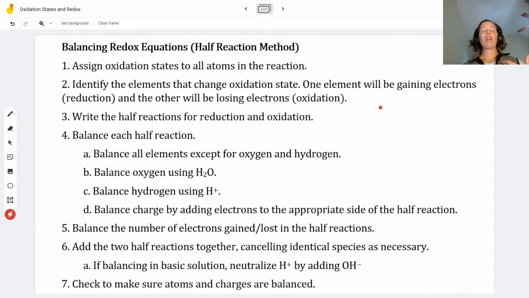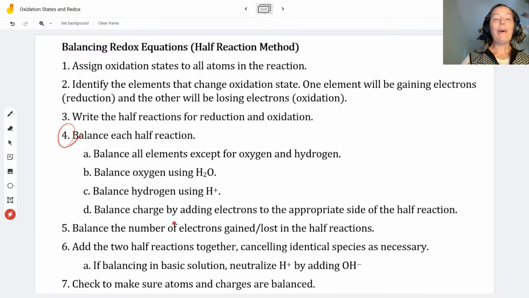So you're never going to have two elements that both lose electrons, because if you have a reduction, you have to have an oxidation. If you have an oxidation, you have to have a reduction. In essence, electrons are leaving one element and they must be gained by another element. Then our third step is we're going to write what are called the half reactions for our reduction and our oxidation. So we'll actually write a reaction that has electrons in it.